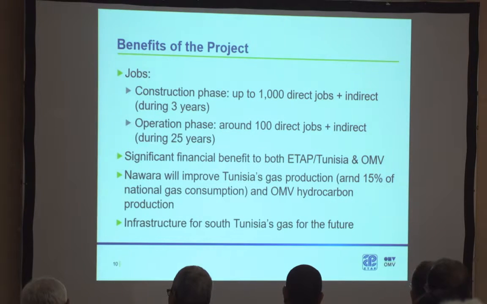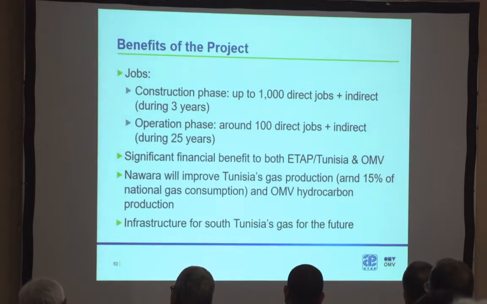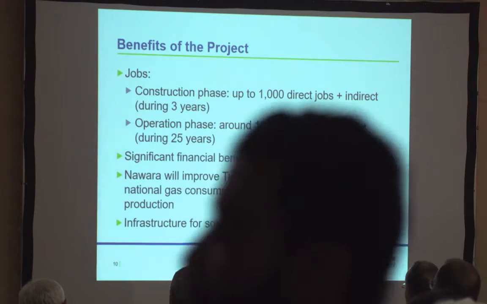Finally, we have the pipeline from the CPF to Gibbs, which is future infrastructure for all the concessions of gas in south of Tunisia. It's a 24-inch pipeline with a capacity of 10 million standard cubic meter per day, so it can export not only Nawara but also the future development project in south of Tunisia.